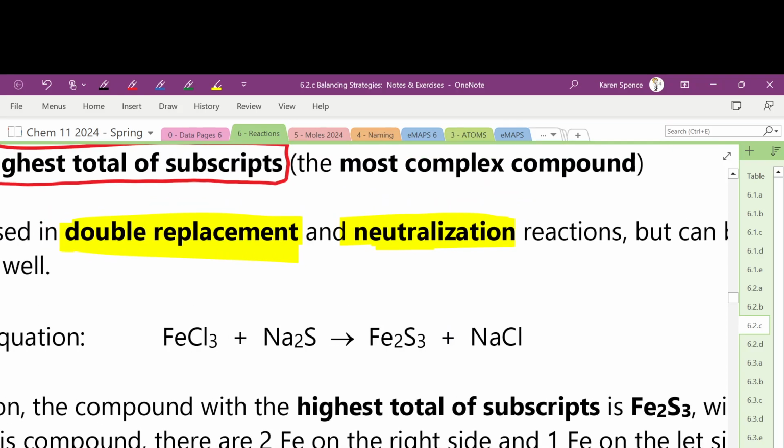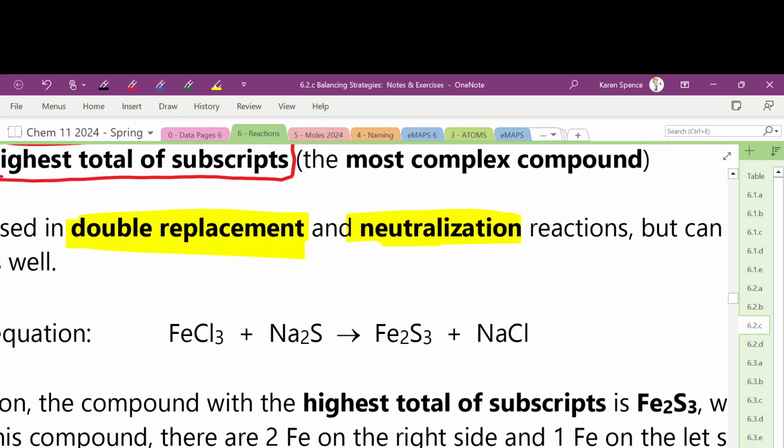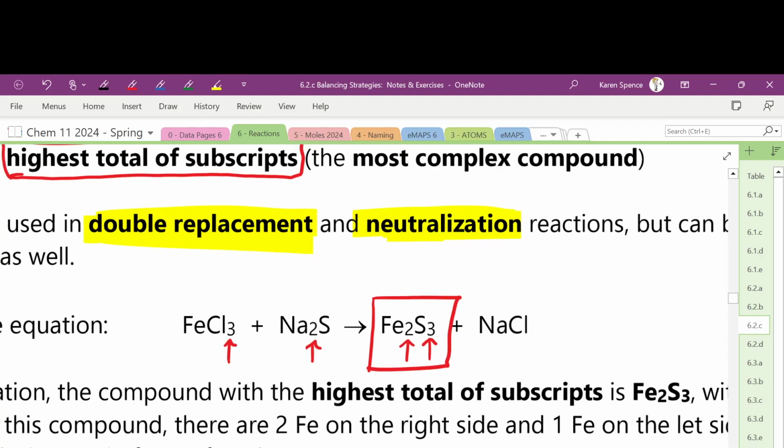So if we look at this particular equation here, could you choose who is the most complicated based on these subscripts? Iron 3 sulfide, the Fe2S3. Yes, it's got 2 different subscripts and it's just the most complicated. So we're going to work on balancing that first. We're going to leave it alone.